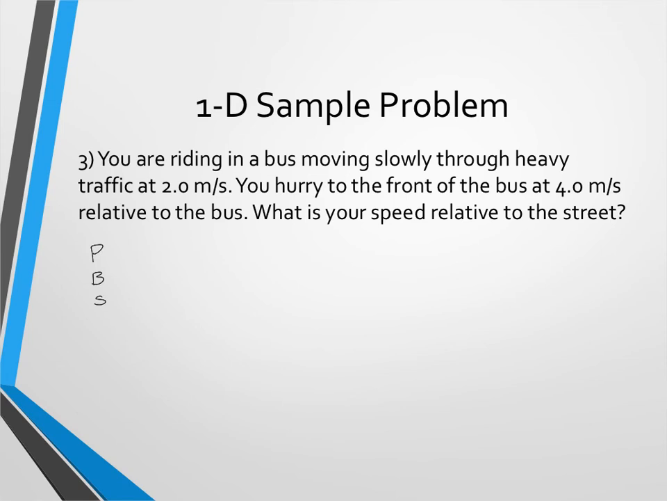So you're riding in a bus moving slowly through traffic. So this is the speed of the bus relative to the street. The bus is moving slow through traffic. According to the street, 2 meters per second. You're going to the front of the bus at 4 meters per second relative to the bus. So that's the velocity of P relative to the bus, 4 meters per second. What is your speed relative to the street? Your speed. So that's P relative to the street.